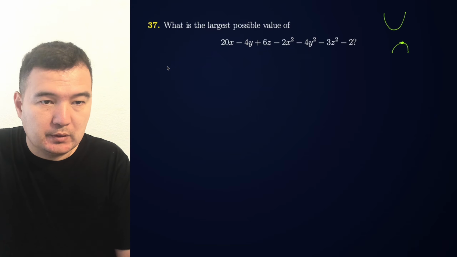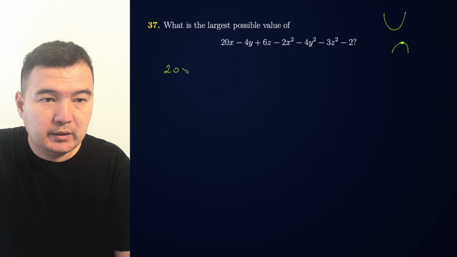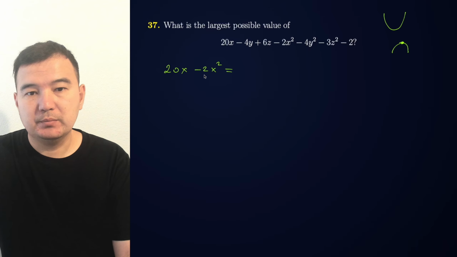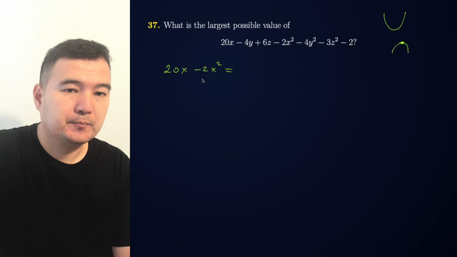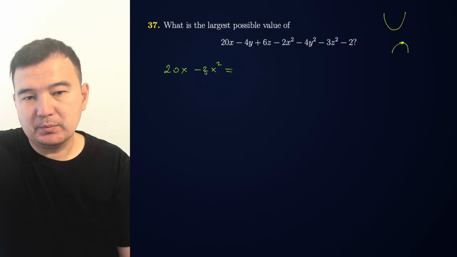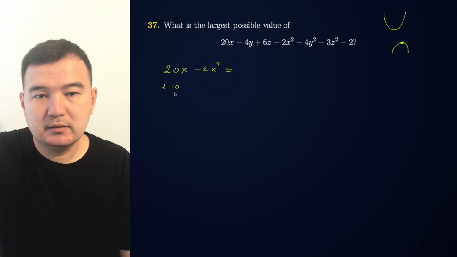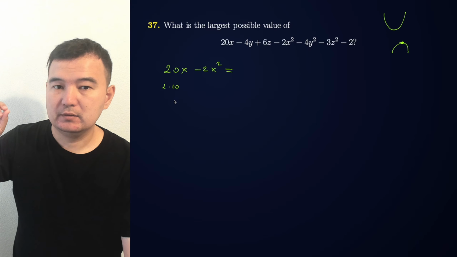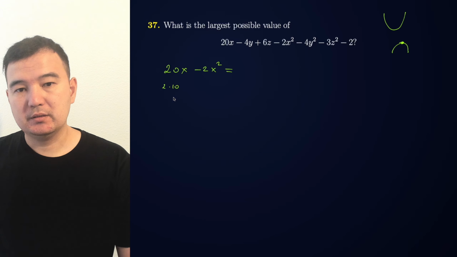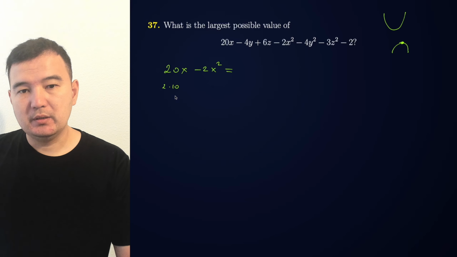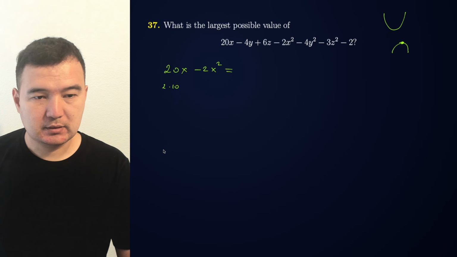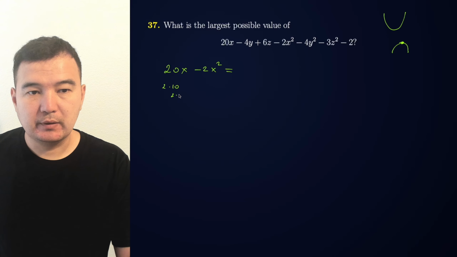So for the first one, 20x, let me just take the x: minus 2x squared plus 20x. How do I complete it into a square? It's multiplied by 2, so probably there will be a factor of 2 here. It's like 2, 10. What was the formula in the completing square? It's like 2ab, right? 2ax. So I need like 2 and 5.